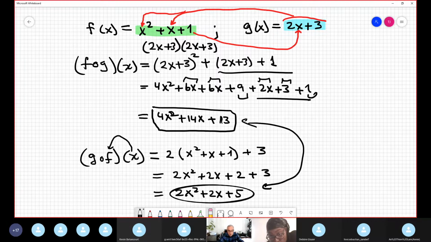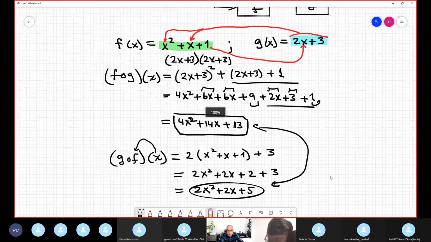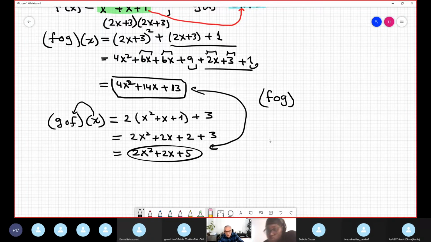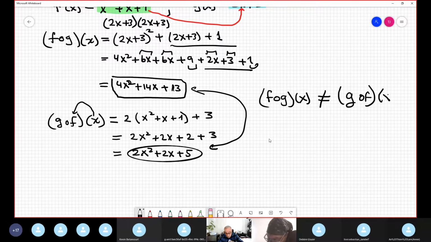It's the most common thing that happens. So in general, the composition is not commutative. That means in general f composition g of x is not equal to g composition f of x. I want to show you now, in chapter 4 there are some special cases in which yes, etc. But this is special. The most common thing that happens is not equal.